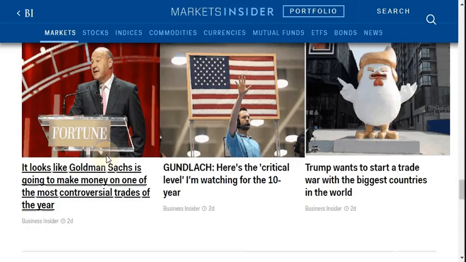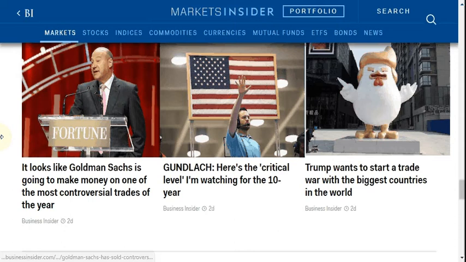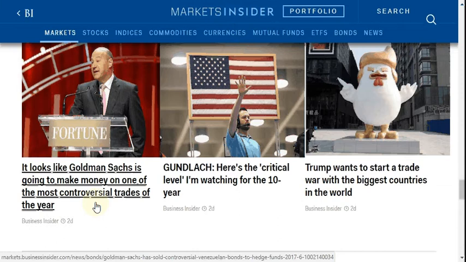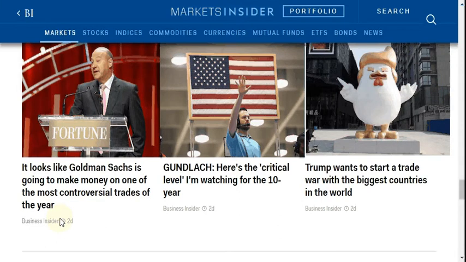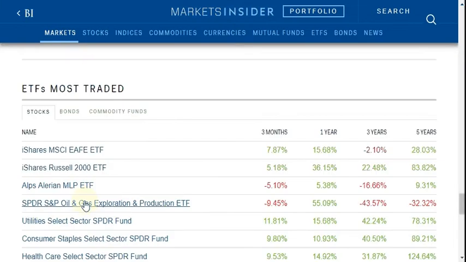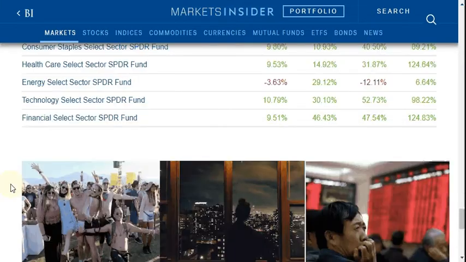And on the bond market, you see here Mr. Gary Cohn. It looks like Goldman Sachs is going to make money on one of the most controversial trades of the year. So take a look at that particular article. Over here, Trump, and yeah, so that's it.